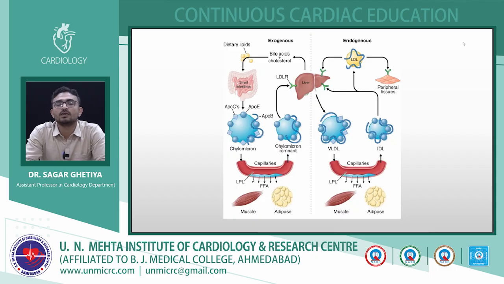In the endogenous pathway, VLDL will be secreted from the liver, and then the triglyceride from VLDL will be used by peripheral tissues like muscle, adipose tissue and capillaries, and then it will be converted into IDL and LDL.